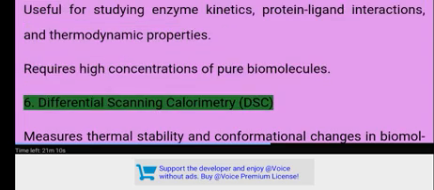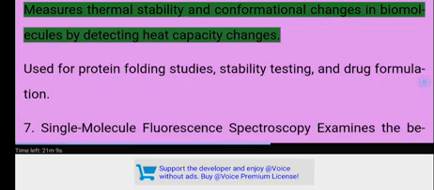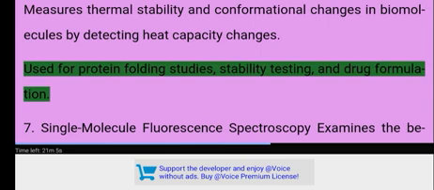6. Differential scanning calorimetry (DSC). Measures thermal stability and conformational changes in biomolecules by detecting heat capacity changes. Used for protein folding studies, stability testing, and drug formulation.